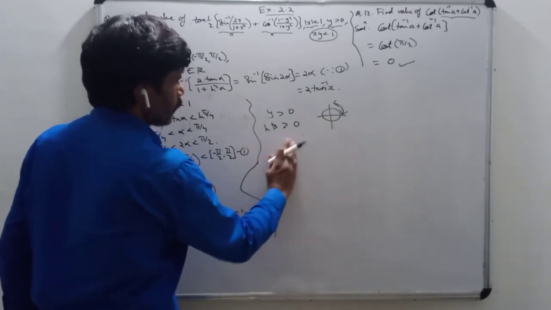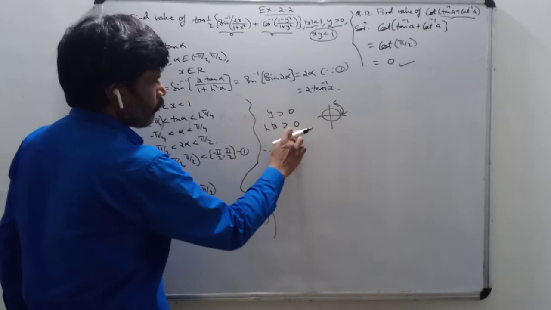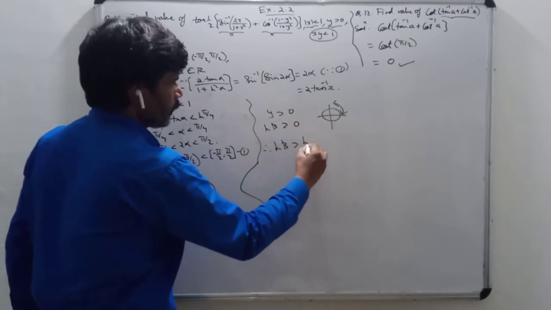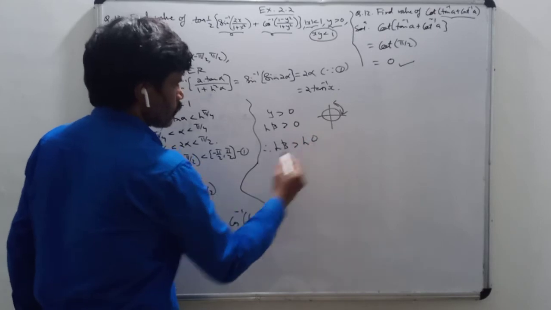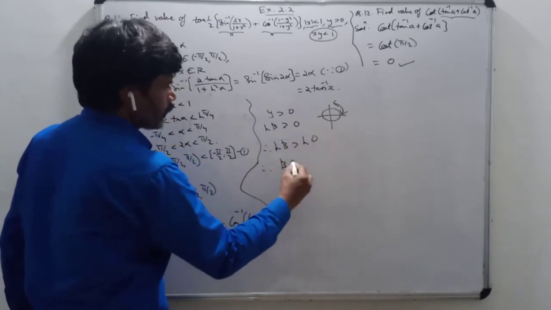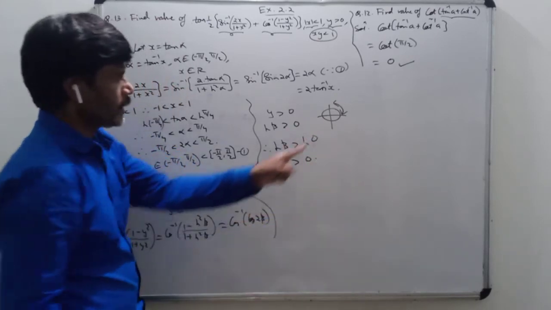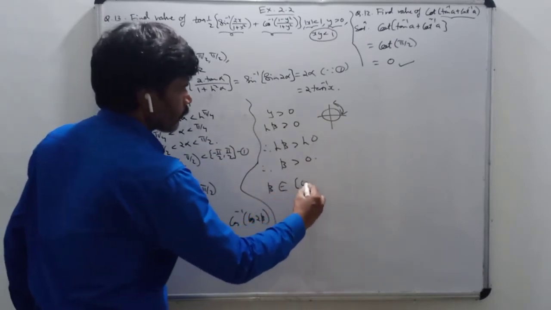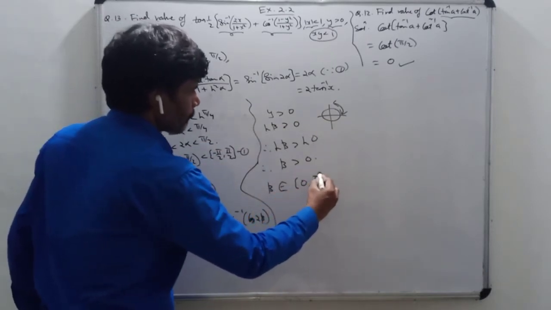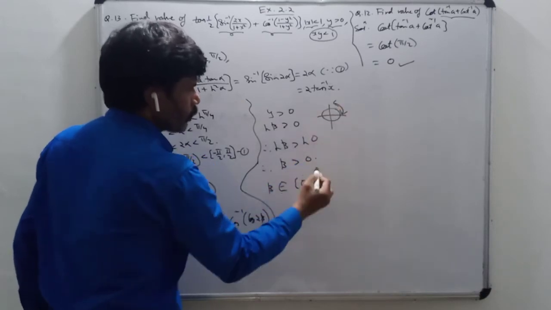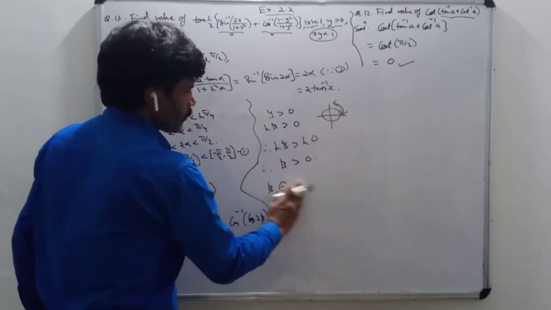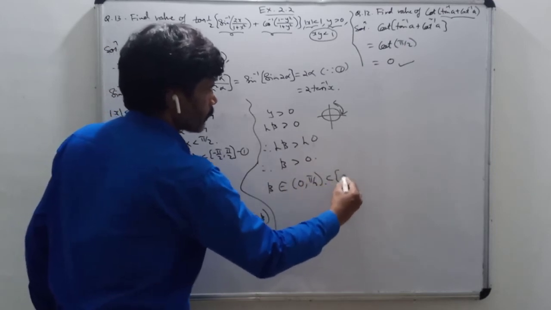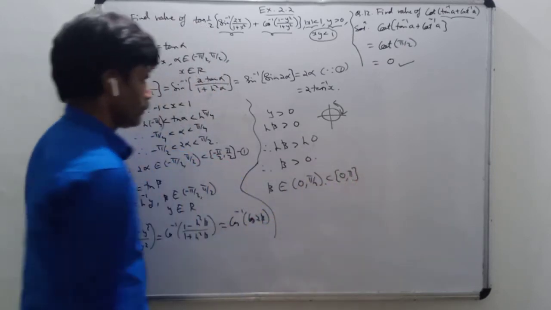Now, tan beta is greater than 0, that way we can think. So tan of what gives 0? Tan 0. So tan beta is greater than tan 0. So therefore beta is greater than 0. Now beta is greater than 0 means of course beta belongs to what? Actually 0 to pi by 2. It will be between 0 to pi by 2. Beta belongs to the open interval 0 to pi by 2, that is nothing but a subset of the closed interval 0 to pi.